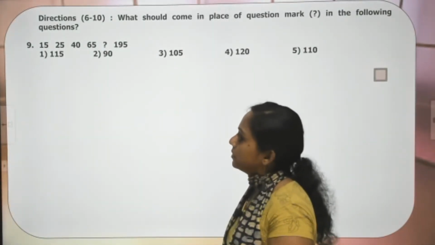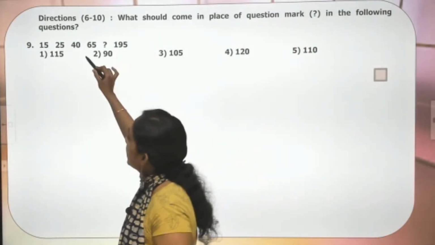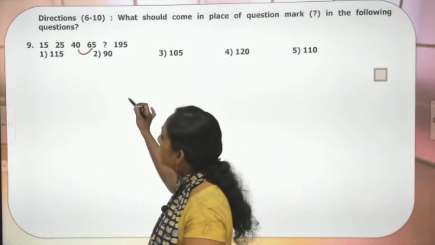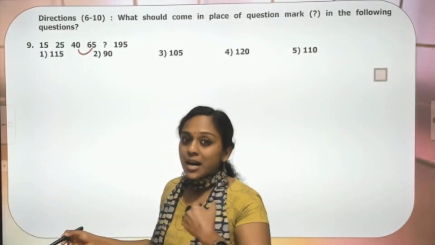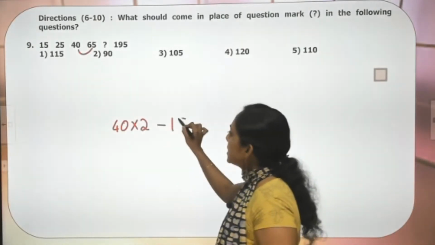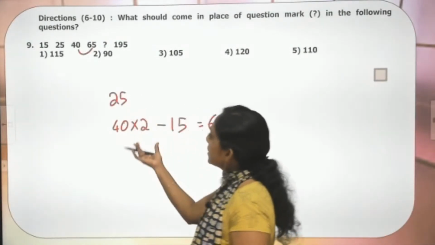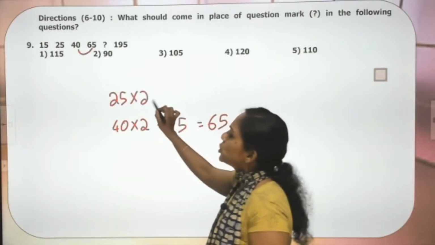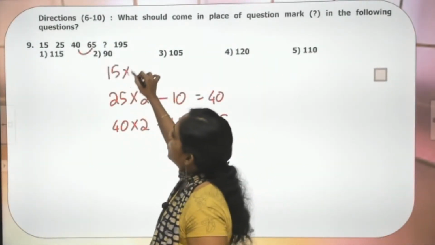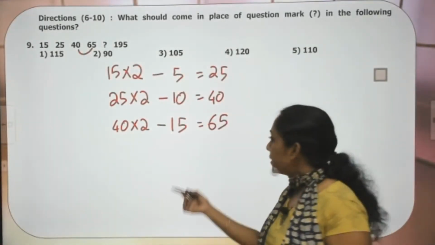So what is the pattern here? I have to find out a pattern here, 40 and 65. I am just checking it in miscellaneous. 40 and 65 means 40 twos are 80. So 40 into 2 is 80, minus 15 will give you 65. Moving towards the front, 25. If I am following this pattern, 25 into 2, 50 minus 10 will give you 40. Next up, 15 into 2, 30 minus 5 will give you 25. I think we got the pattern here.